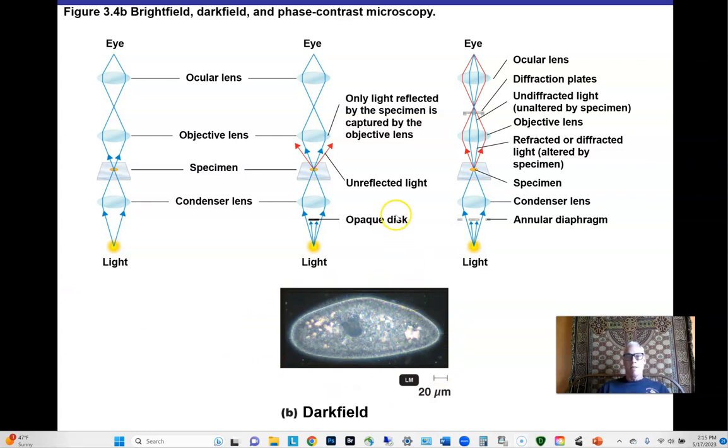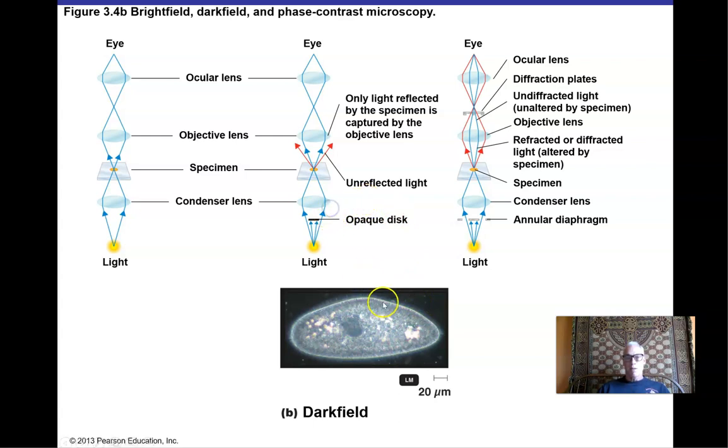So light that is reflected by features of our sample is going to enter into the objective lens. Any light that came from the condenser that did not interact with the sample will be lost, hence the dark background. Again, only light that's been impacted or changed in some way, reflected by features of the sample, will be collected, and that's why we see this bright subject in a dark background.